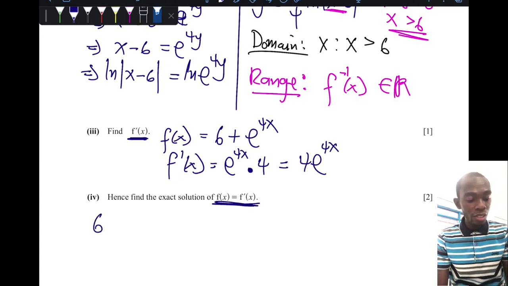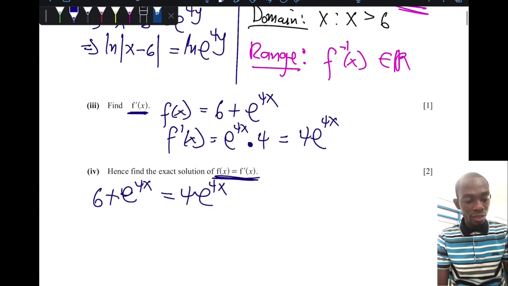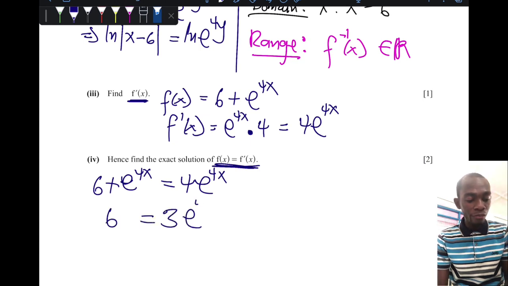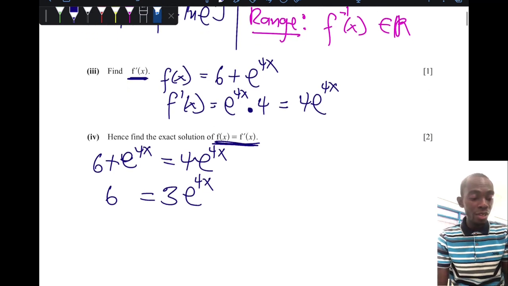So we have 6 plus e to the power 4x is equal to 4e to the power 4x. Alright, so what I want you to do is that you should get rid of this guy. Let it come to the other side, alright? So we are going to get 6 is equal to 3e to the power 4x because it comes to subtract. Divide through by 3, so you're going to get e to the power 4x is equal to 2.